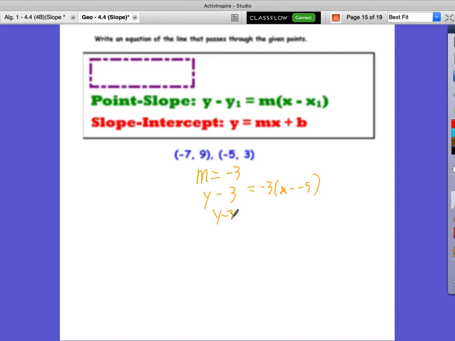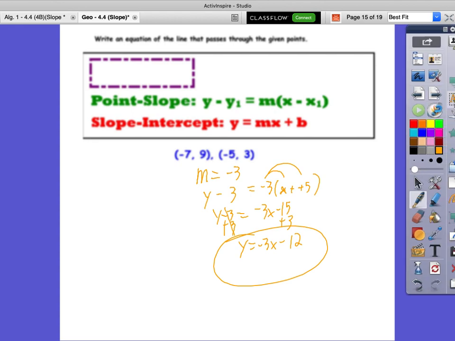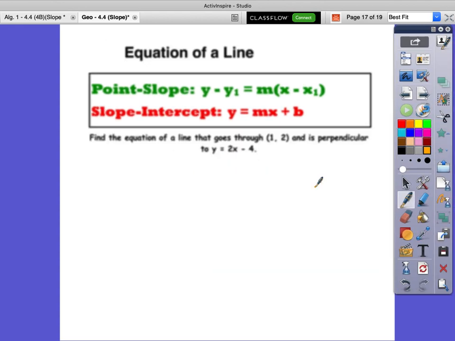Okay, y minus 3 is equal to, well, first of all, we have to take care of this double negative and distribute the negative 3. Negative 3x minus 15. Add 3, add 3. y is equal to negative 3x minus what? Questions on that? Okay, whenever it says to put it in slope-intercept form at the end, we always solve for y. I'm always going to be asking you guys to solve for y afterwards. Okay, I want you guys to try the fourth problem here.